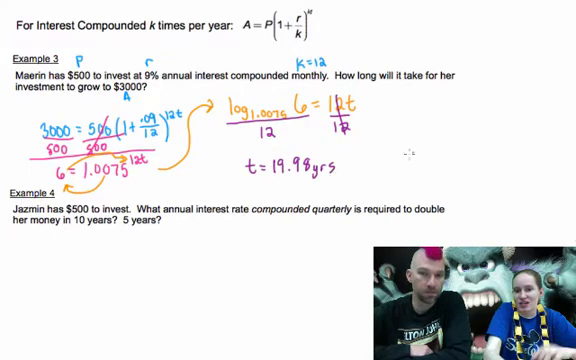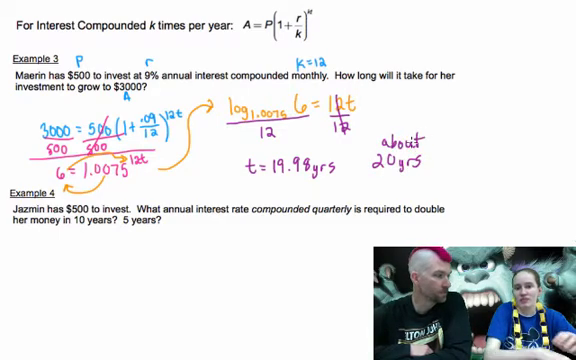19.98 years. That's about 20 years. Pretty close. That's like December 30th.